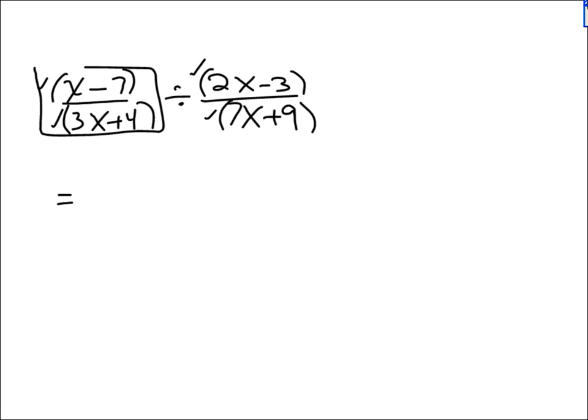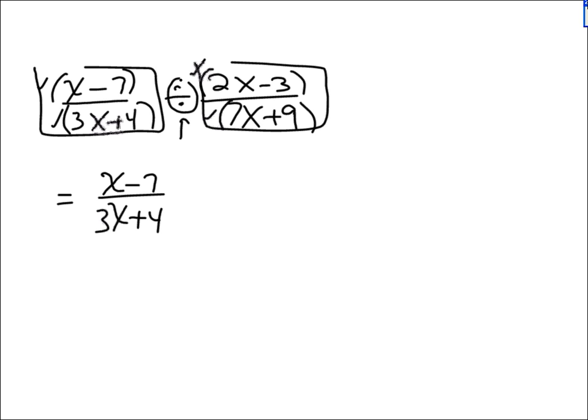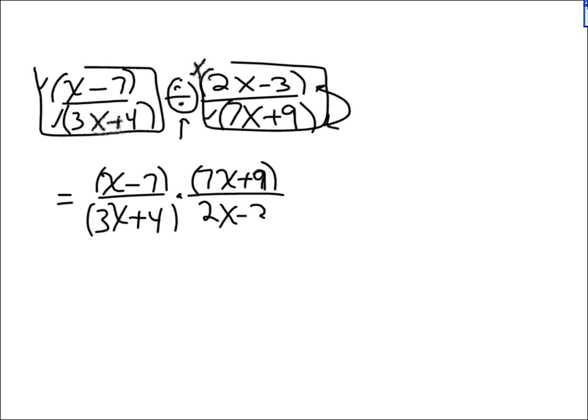So it's this fraction divided by this fraction. The rule is you keep the first fraction, you change division to multiplication, and you flip over the bottom one, or the second one. The 7x plus 9 goes in the top, and the 2x minus 3 goes in the bottom. But since we are now multiplying, not dividing, you can just extend the division line.